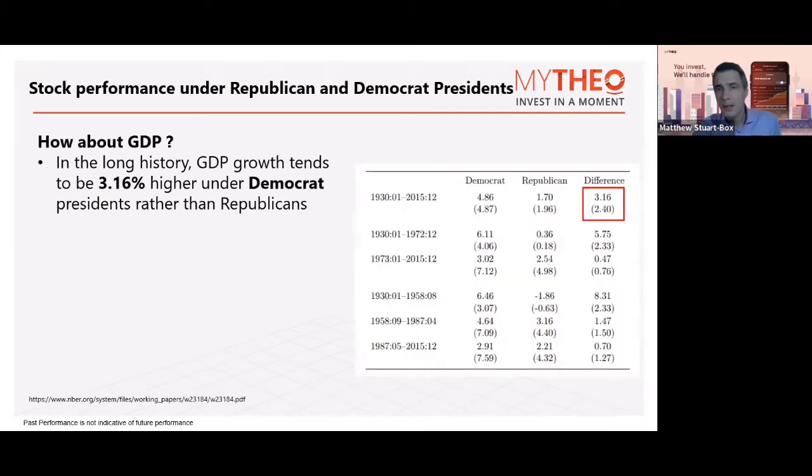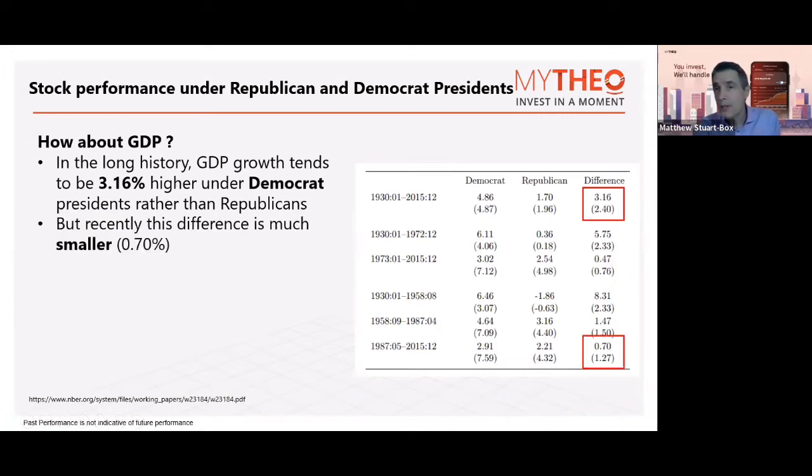And so this is the data. This is from a research report from the National Bureau of Economic Research in the US, so a very respected research institution in the US. And they looked at GDP growth. This top part here is over the last 80 odd years. And they look at the average GDP growth during those 80 years under Democrats and Republicans. And you can see 4.86% GDP growth under Democrats, 1.7% under Republicans, and so a difference of 3.16%, and that's reasonably significant from a statistical point of view.